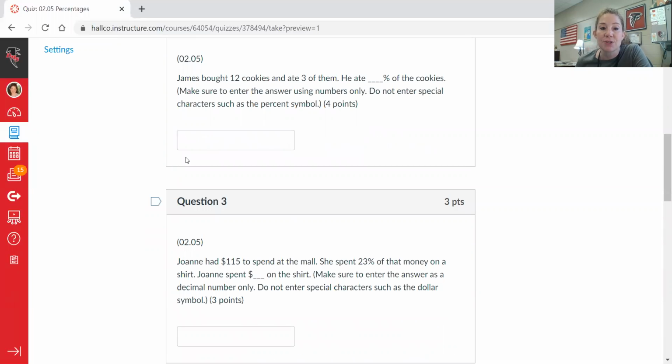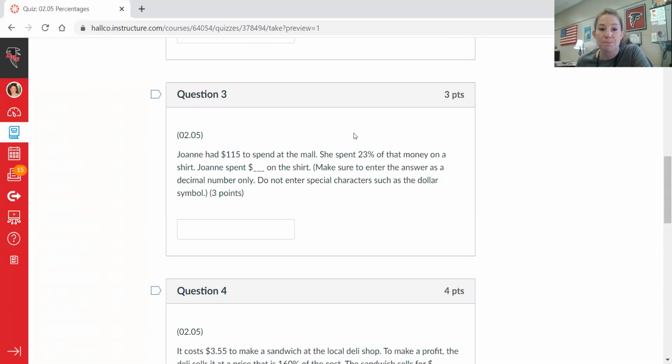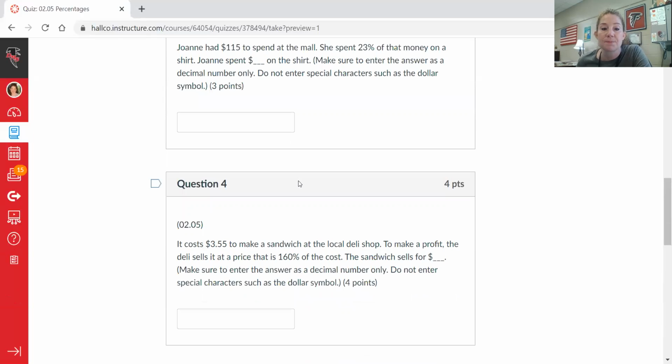Now, when you type in your answer, make sure you read what's in parentheses. Make sure you enter the answer using numbers only, nothing else. No dollar signs, no percentage signs, nothing, just the number. Question 3, Joanne had $115 to spend at the mall. She spent 23% of her money on a shirt. How much did she spend on a shirt? So you're going to turn 23% into a decimal, 0.23, and multiply that times 115. Then you're going to write your number here. Don't include the dollar sign, nothing else, no words, just the number.